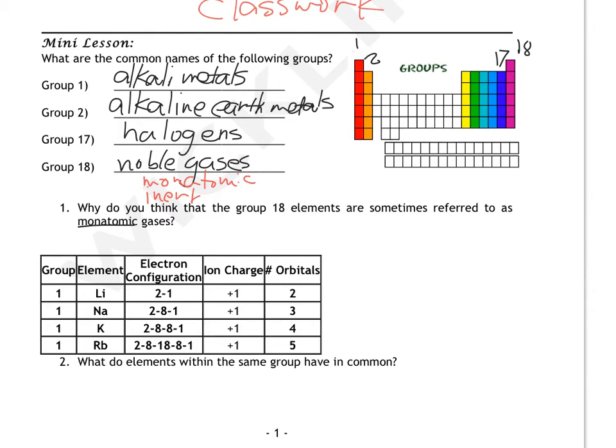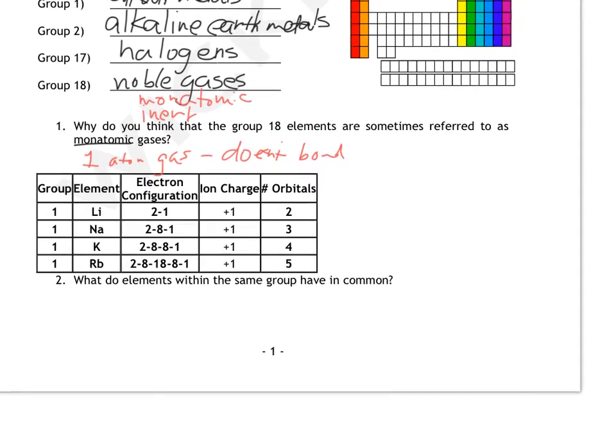So to answer question number 1, why are they referred to as monatomic? Mono would mean one and atomic would mean atom. So a one atom gas is one that does not bond. And the not bonding part dovetails really nicely with inert and the fact that they're noble, meaning that they don't interact with other atoms, they don't bond to them.